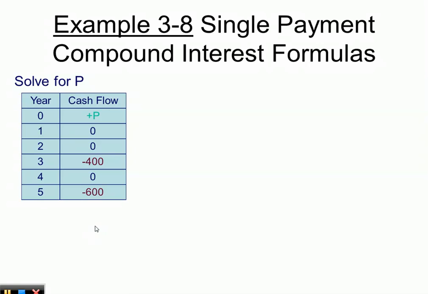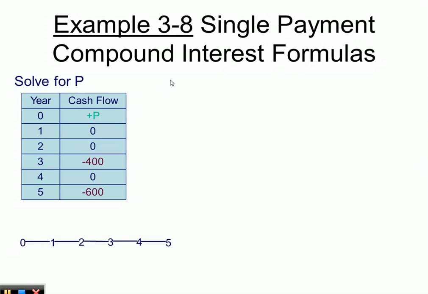Now here's an example of single payment compound interest formulas. We want to solve for P. Here are our cash flows at time 3 and at time 5, at the end of the 5th year. Again, we can't simply add these together and assume P is going to be 1,000. We can't do that.